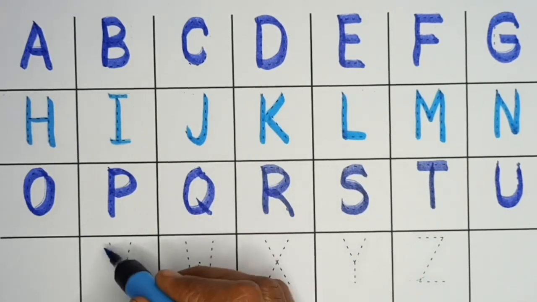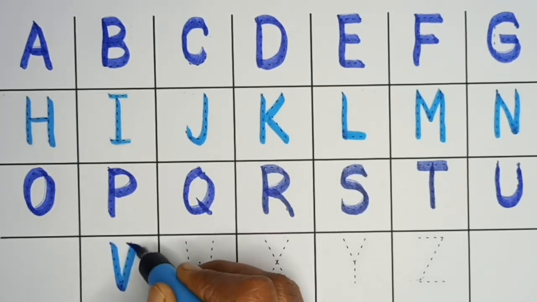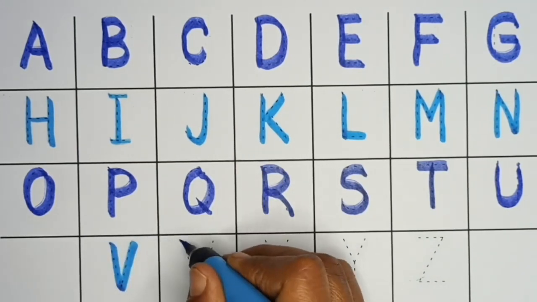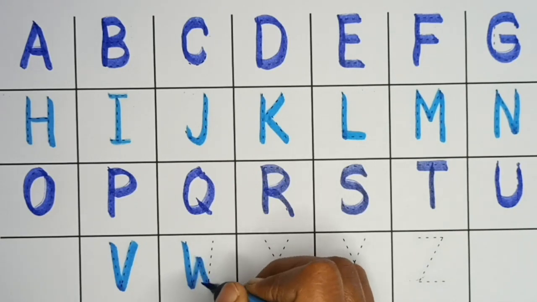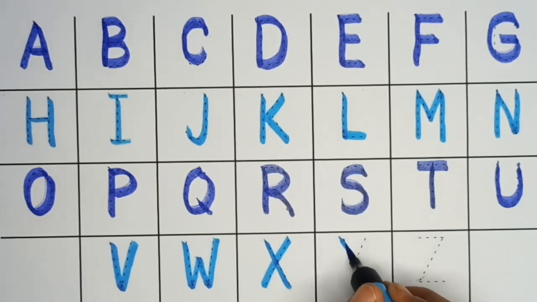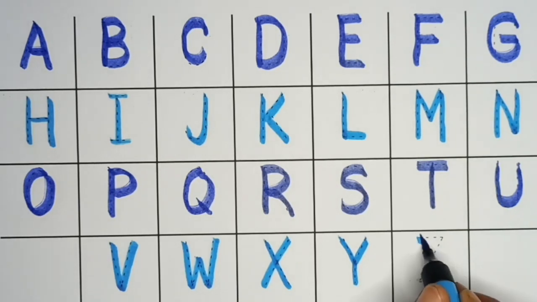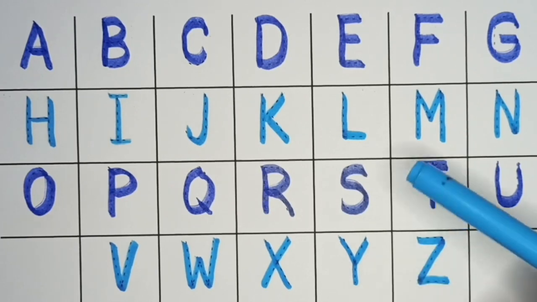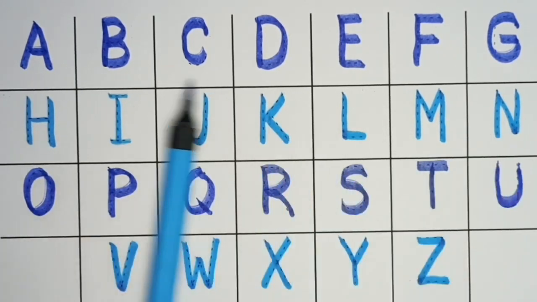Sky blue. V for van. W for watch. X for xylophone. Y for yak. Z for zebra. Sky blue color. Thank you.